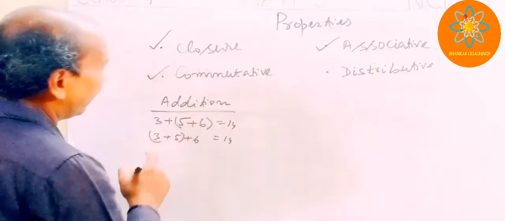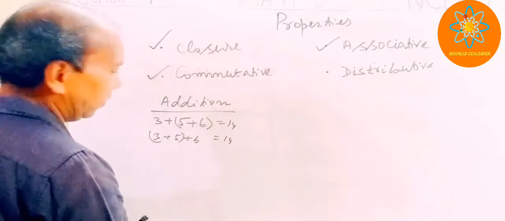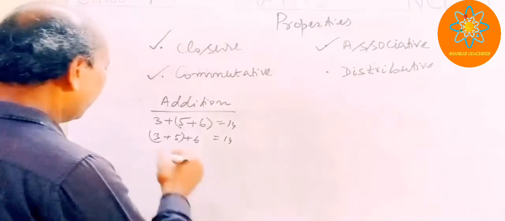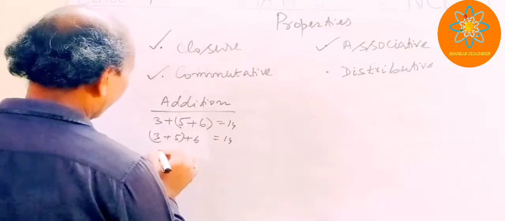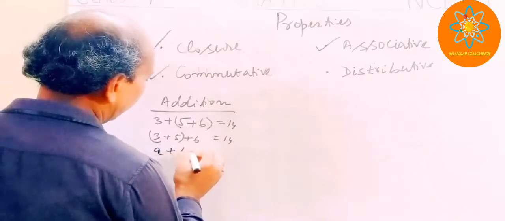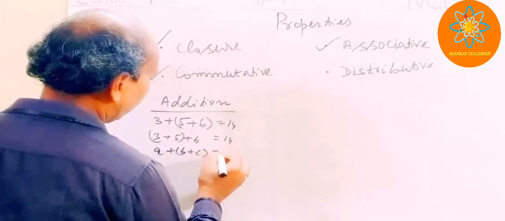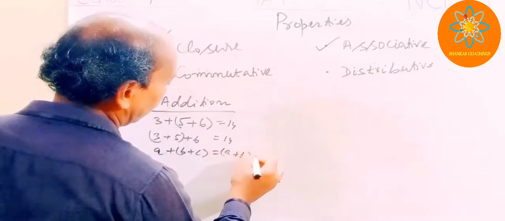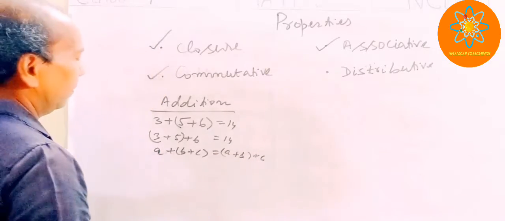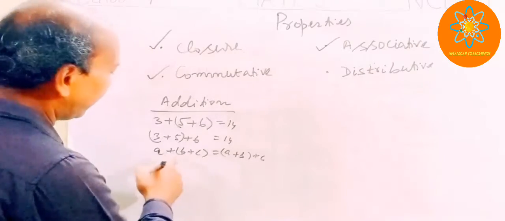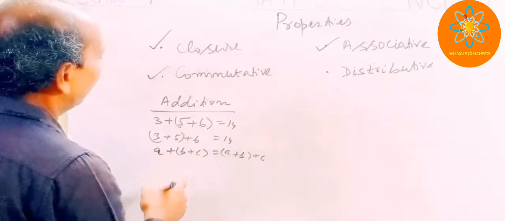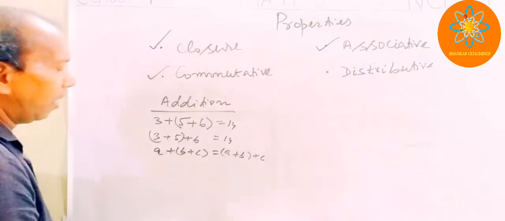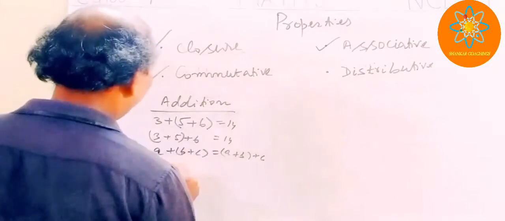for the addition of integers. It is true. In general, I can say that A plus (B plus C) is equal to (A plus B) plus C. So in other words, I can write the associative property for addition of integers like this. Now I will take the next one, that is multiplication.